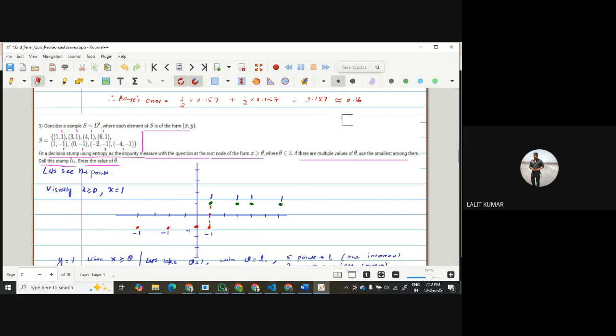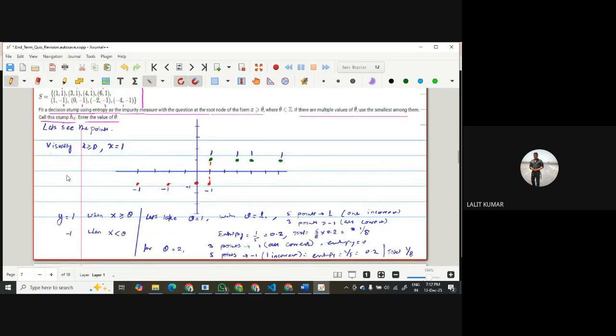Let's see the data first visually. These are the plus 1 points and these are the minus 1 points. Visually you can see that your stump is at x equal to 1. But how to do it mathematically? Let's take theta equal to 1, then theta equal to 0, and theta equal to 2, find the entropies, and then select the smallest theta.